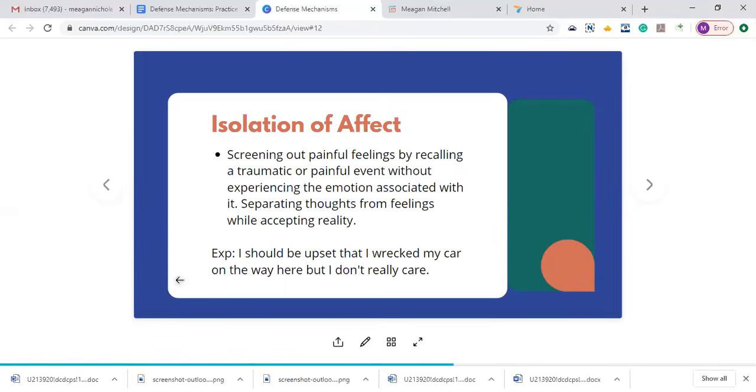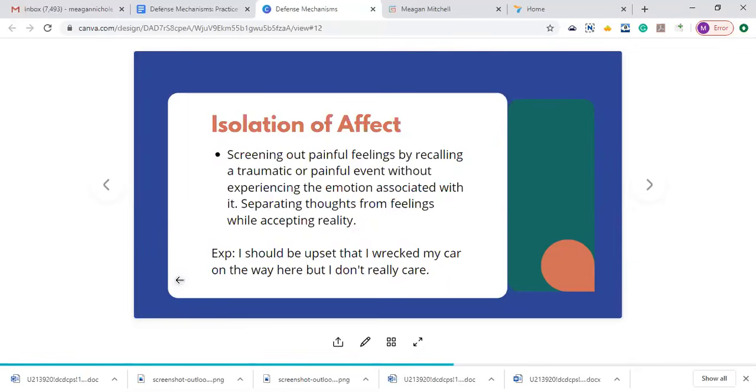Isolation of affect. This is very much what it sounds like. You are isolating emotions. That's an easier way to remember it. So this is when you might have feelings due to a traumatic or a painful event, and you are separating the emotion out of that. However, the big thing I want you to know with isolation of affect is that you do accept that this event happened. Whereas with denial, you are not even taking account that this happened, even though in reality it did. With isolation of affect, you do accept that it happens. It's just you are isolating your emotion from it.